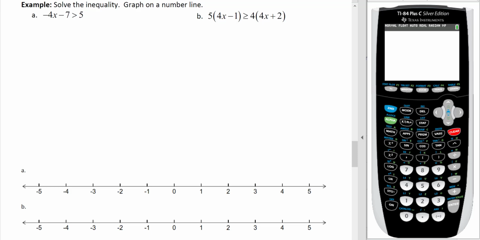Welcome to solving inequalities and graphing the solution on a number line. Our first problem: negative 4x minus 7 is greater than 5. Again, treat this like an equation. We have to solve and isolate the value x. In order to do that, we have to add 7 to both sides of the inequality.